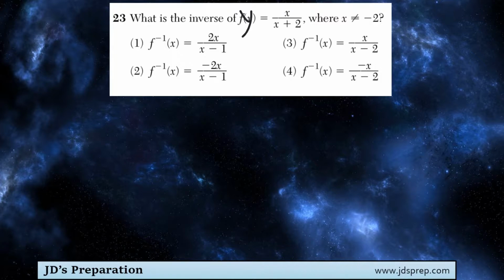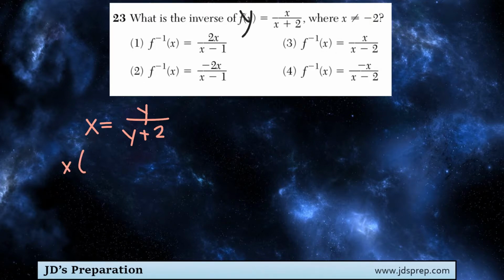So instead of it being y equals, it's going to be x equals. And then instead of x over x plus 2, it would be y over y plus 2. All right, so now our goal is to isolate y. I'm going to start by multiplying everything by y plus 2. That way we would no longer be dealing with a fraction.